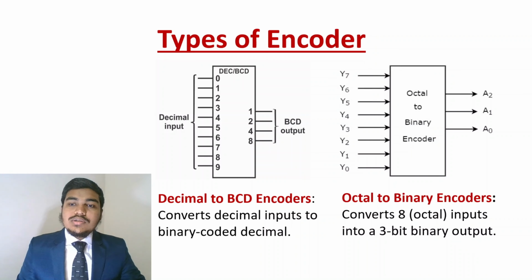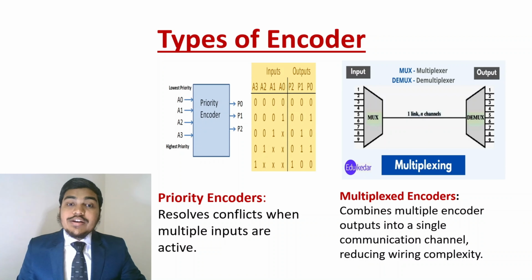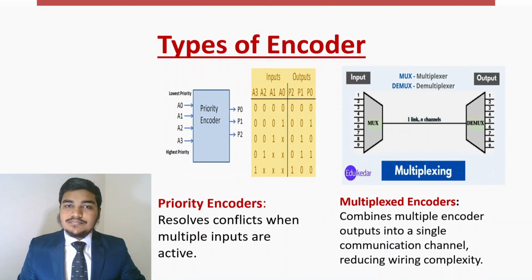And here comes the octal to binary encoder, which is another name for the 8x3 encoder that takes 8 inputs and generates 3 outputs. And some special encoders are the priority encoder that resolves conflicts when multiple inputs are active, and another is the multiplex encoder that is generally used in data communication.